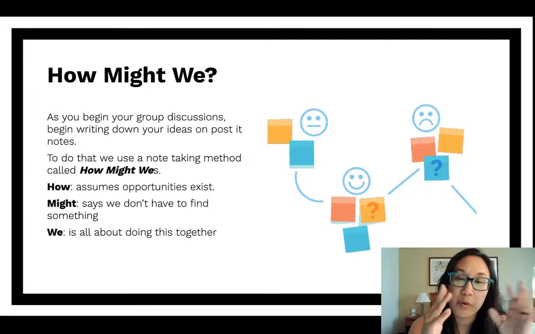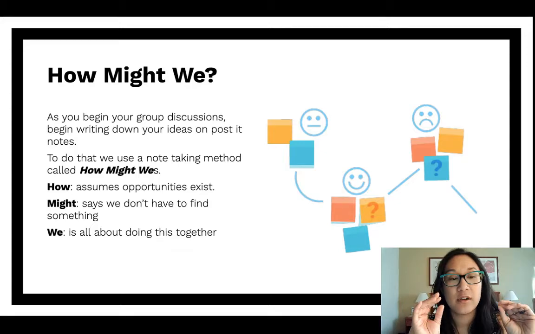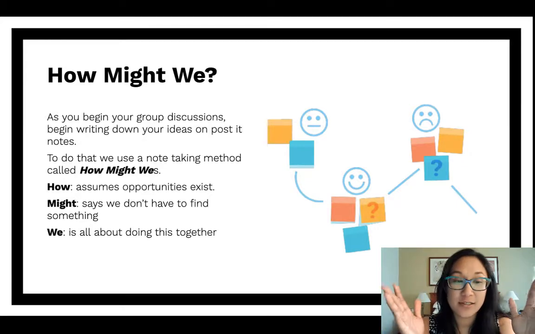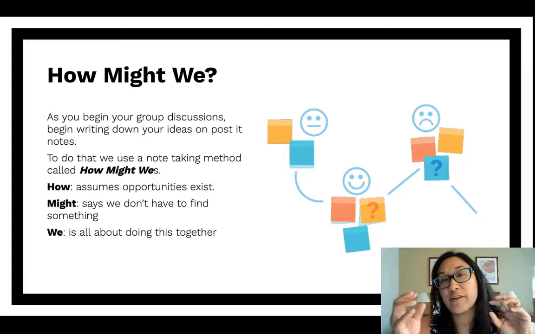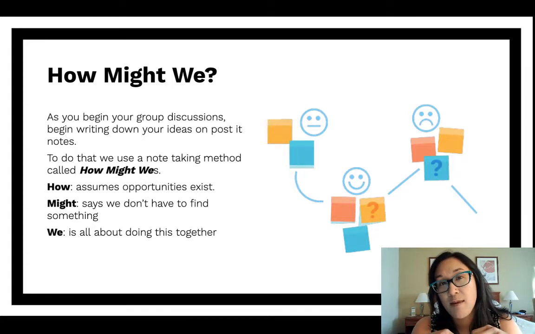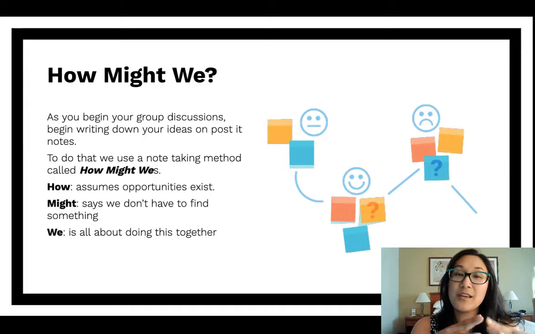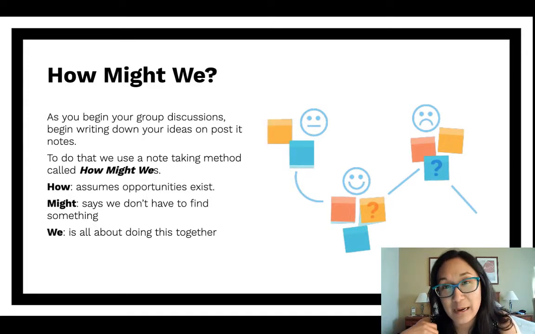So when we break down how might we statements, the how assumes that opportunities would exist in this particular field. Might, that phrase, says that we don't have to find something right now, but this is a problem to consider. And then we is about doing all of this work together and being collaborative about it.